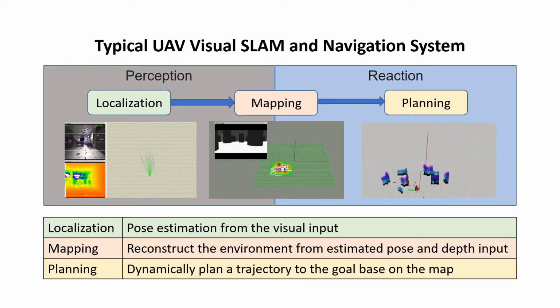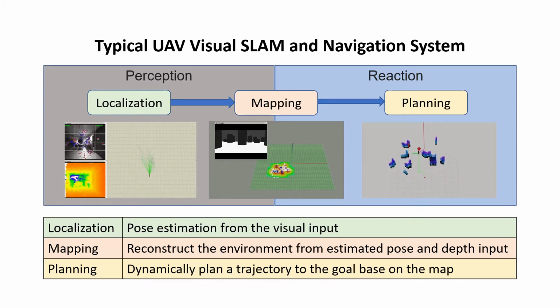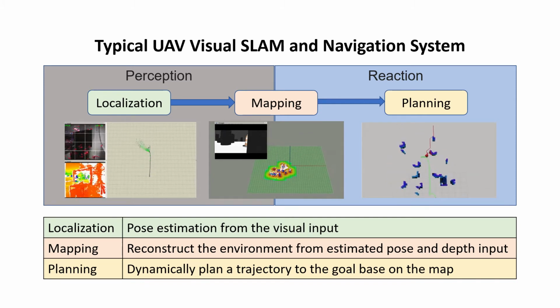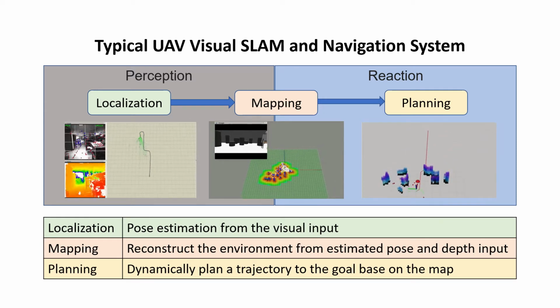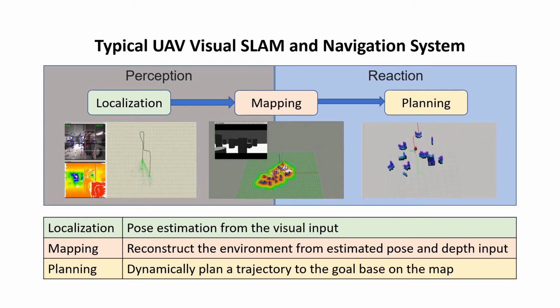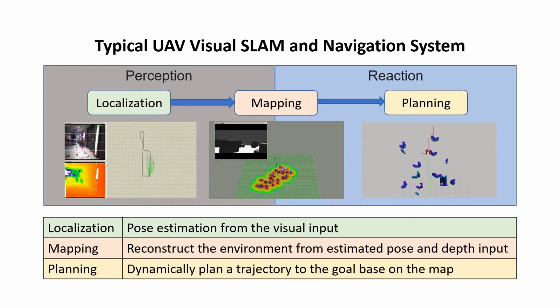To begin with, let us look at a typical visual navigation system. The system perceives the environment and reacts to it accordingly, so that the UAV can safely move from one place to another, even in an unknown environment.